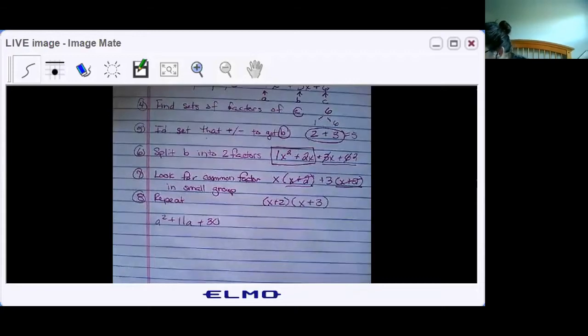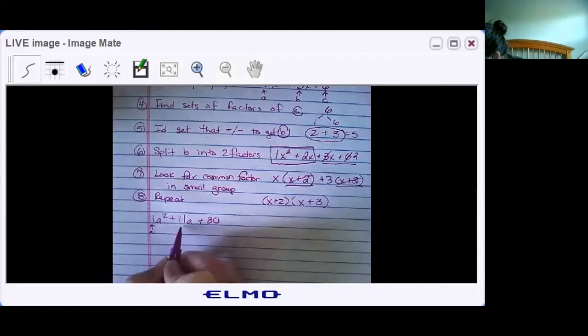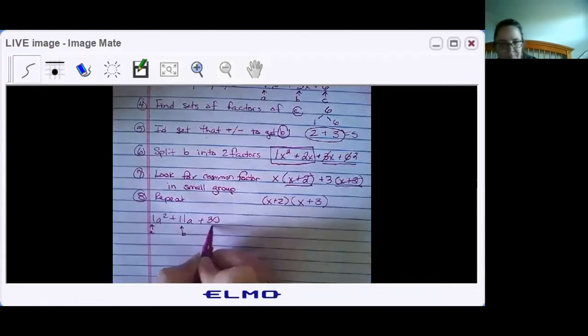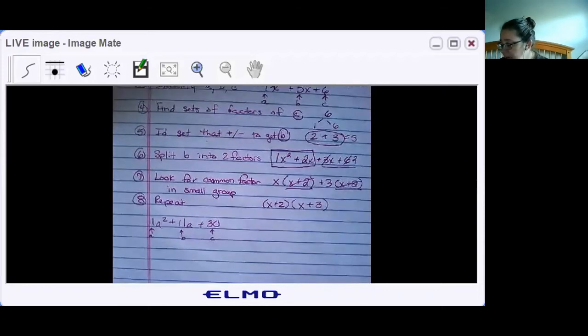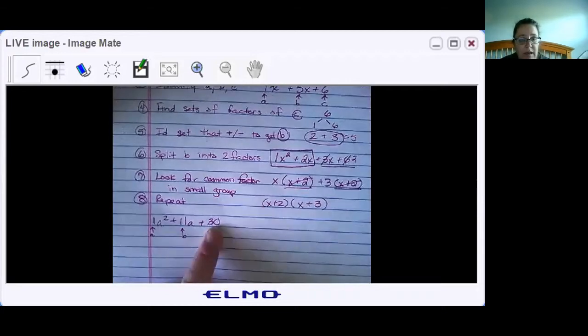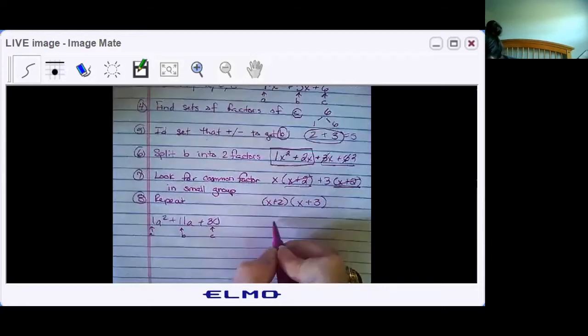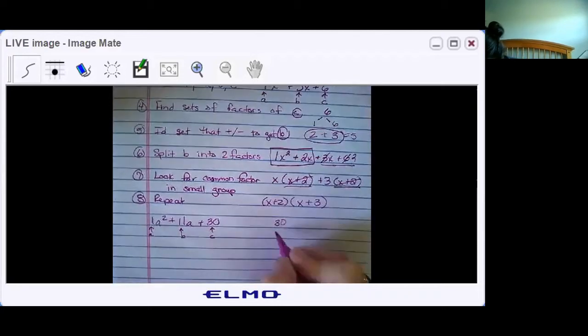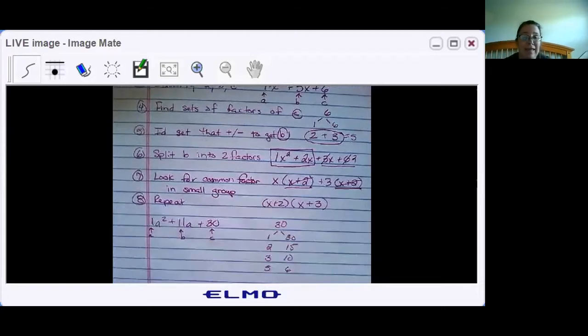Okay, so if I look, here's my A, here's my B, here's my C. Now, I need numbers that are going to multiply together to give me 30 and either add or subtract together to give me 11. So let's see. Possibilities for 30: 1 times 30, 2 times 15, 3 times 10, 4 doesn't work, and then 5 times 6. Now I need 11.